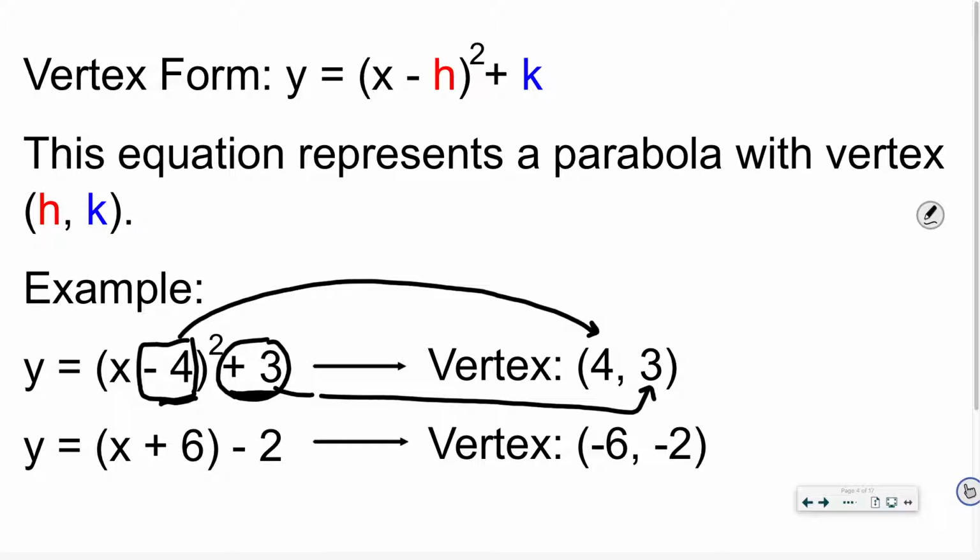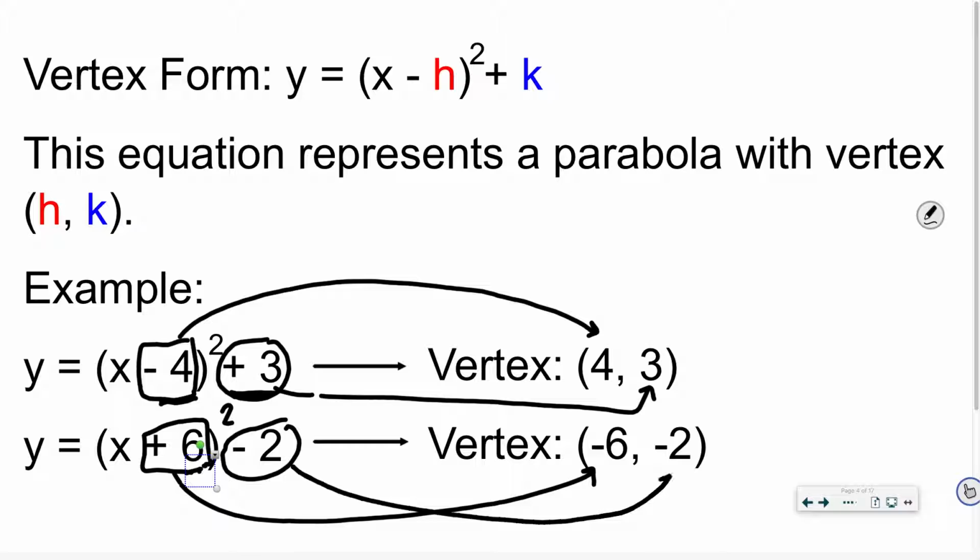If you had a quadratic written as y equals x plus 6 squared minus 2, the vertex is negative 6 and negative 2. What do you notice we are doing to that h value to get the x value of our vertex? Because in the equation it's a negative 4, but our vertex has a positive 4. And then in the other one it's a positive 6, and in our vertex it's a negative 6. Yeah, the sign is alternated. Okay, but then the second value is the same.